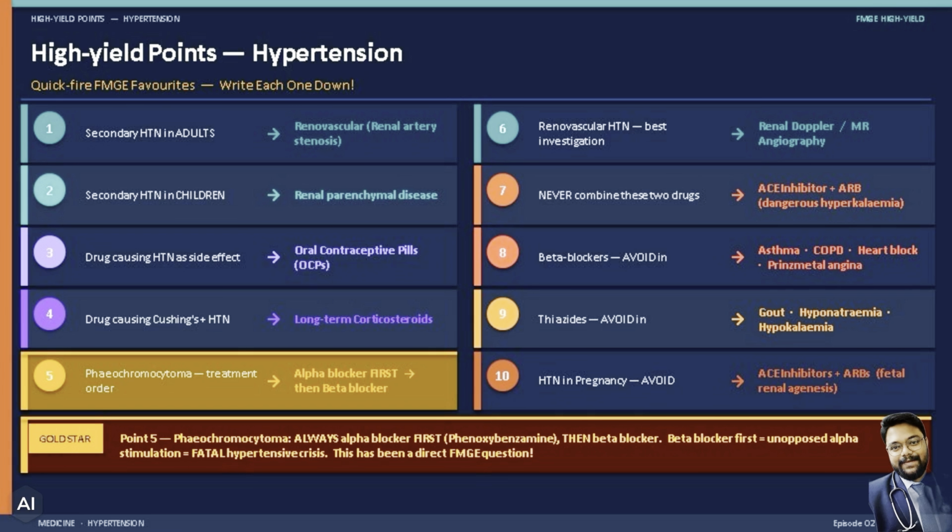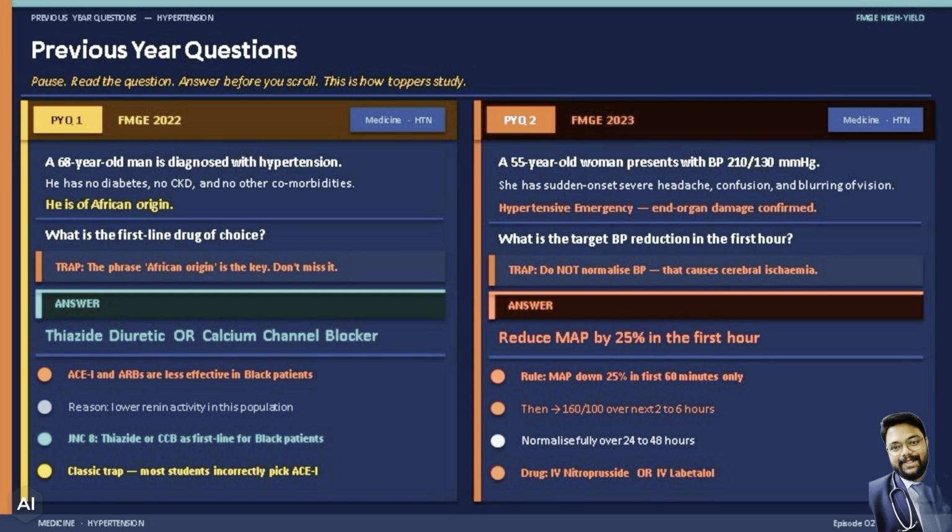In pheochromocytoma, you always give alpha blocker first, then beta blocker, never the other way around. Giving beta blocker first causes unopposed alpha stimulation and it can be fatal. This has come as a direct FMGE question. Pause the video, read the question, try to answer before I explain. This is how toppers study.